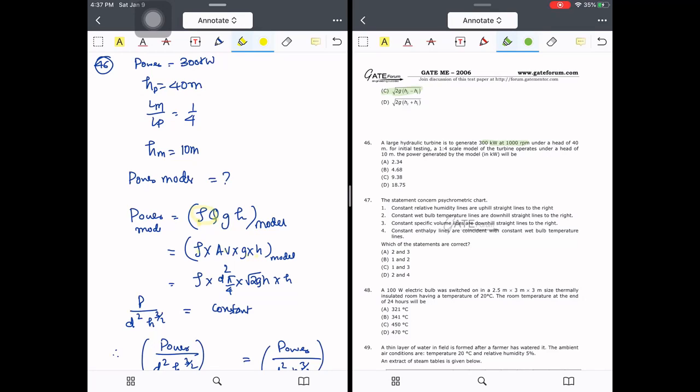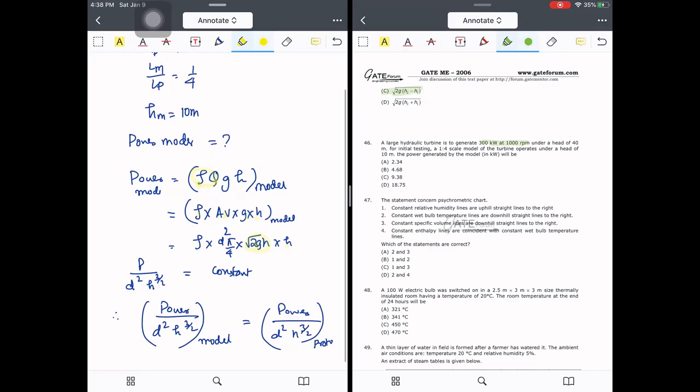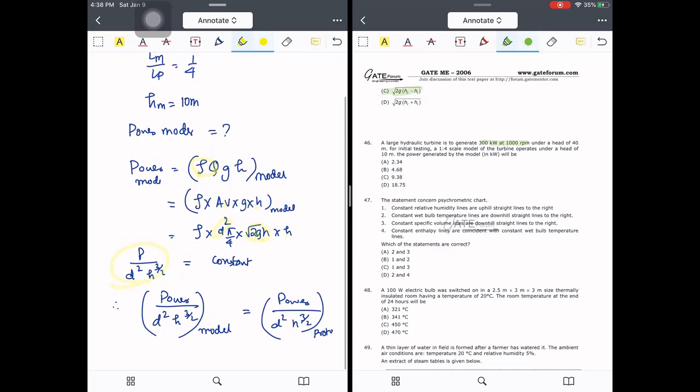Power is nothing but rho times m times g times h. And how can m be written? Rho into the volumetric flow rate Q, so rho into Q into g into h, that is rho into velocity into area into g into h. How can area be written? Pi by 4 d square. And velocity can be written as square root of 2gh. Area is pi by 4 d square, velocity is square root of 2gh, and there is h.